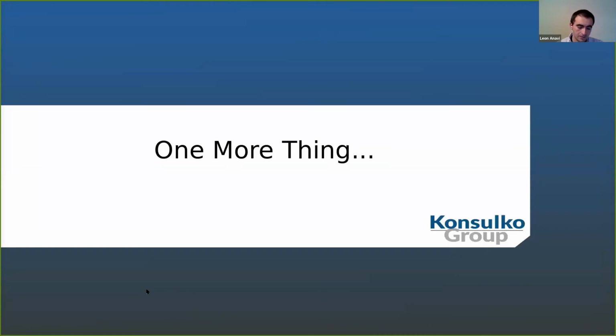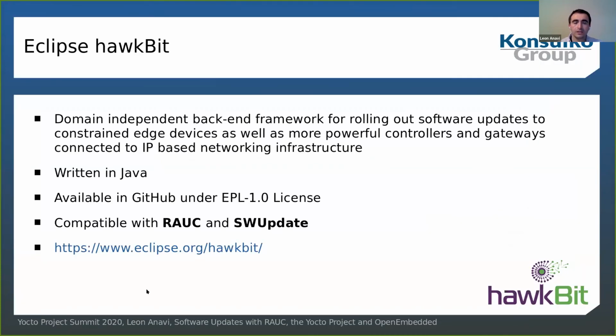One more thing, and it's about Eclipse hawkBit. So in the example that you have seen, it was a very, very simple example where we were manually executing an update. However, of course, in the real world, if you have a fleet of devices, a lot of Internet of Things, you need a way to manage all of them. And Eclipse hawkBit is a domain-independent backend. It comes with a web interface, and it's suitable for rolling out software updates to a fleet of devices.